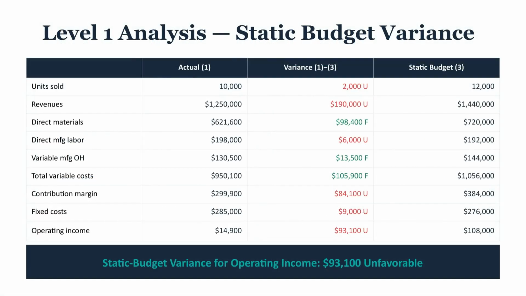Level 1. Actual versus static budget. You're comparing actual results against the static, master, budget. The one set at the beginning of the period based on planned output, 12,000 units for Web. This gives you the total static budget variance, $93,100. It's a crude first cut because it mixes volume effects with price and efficiency effects. The static budget doesn't adjust for anything.